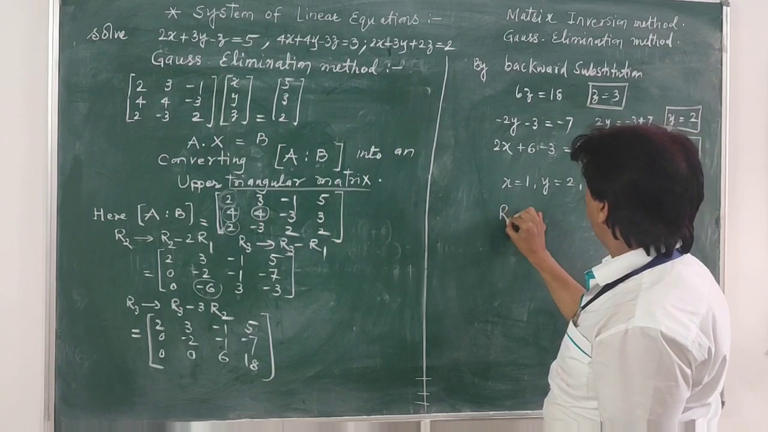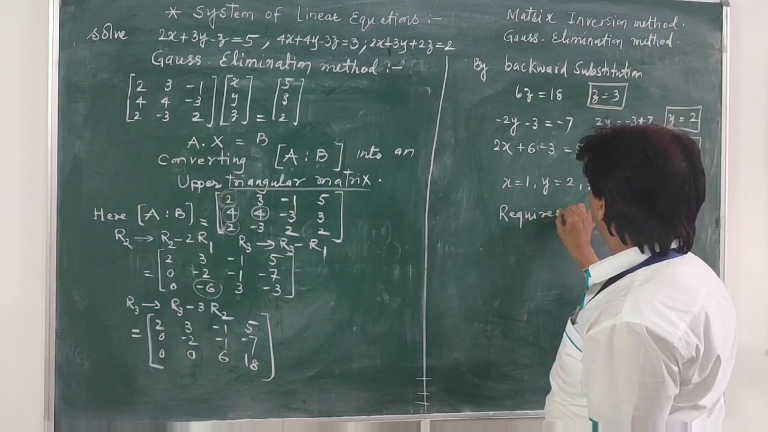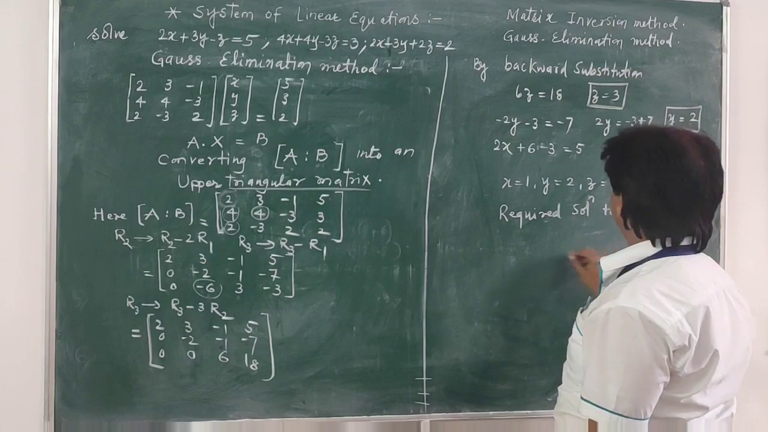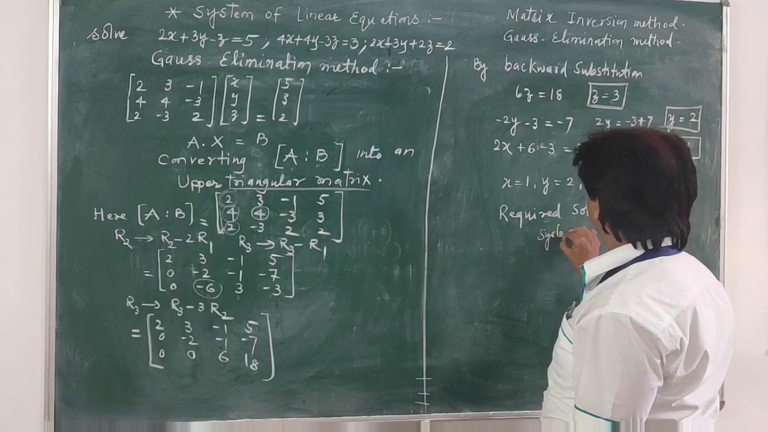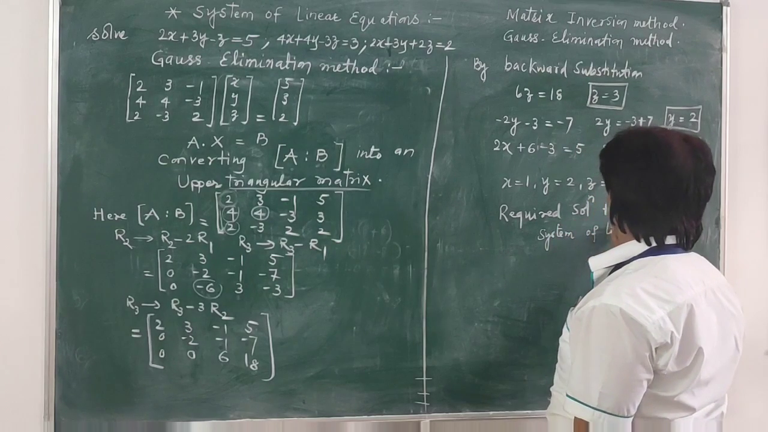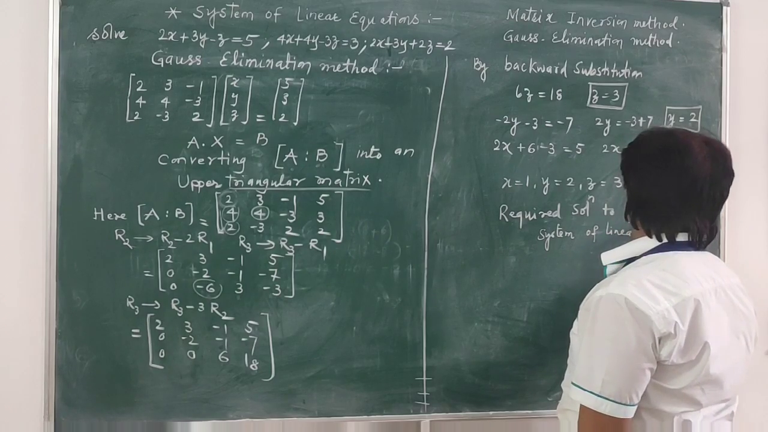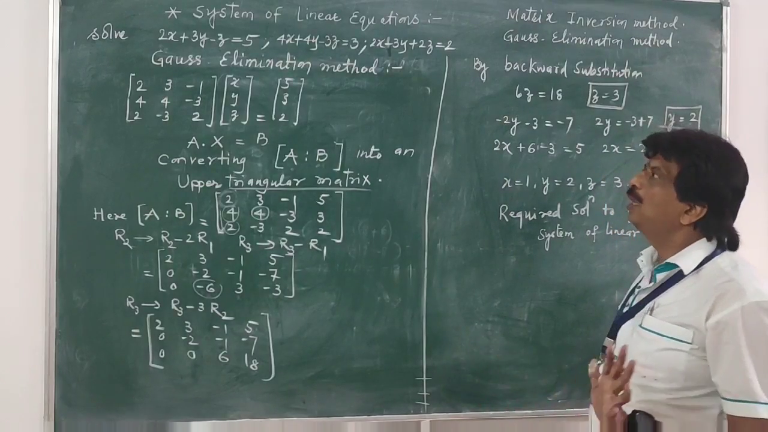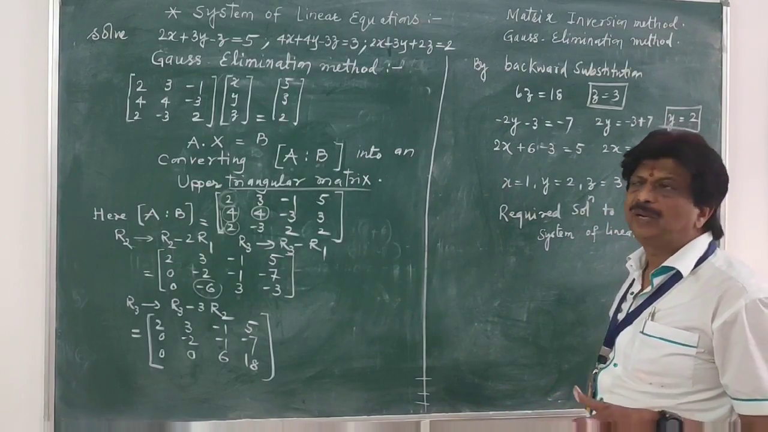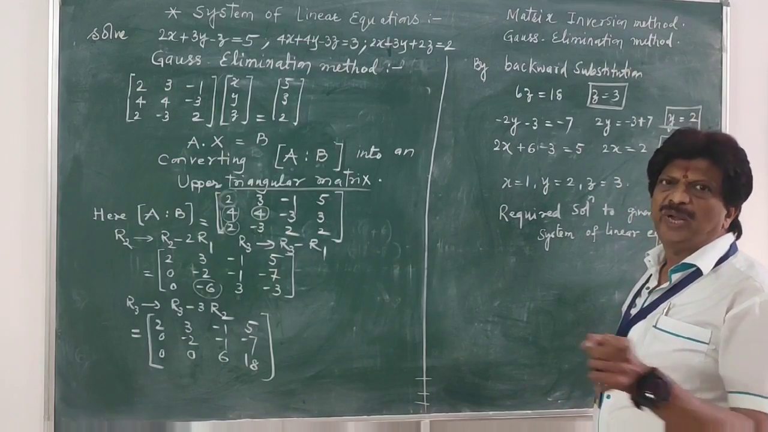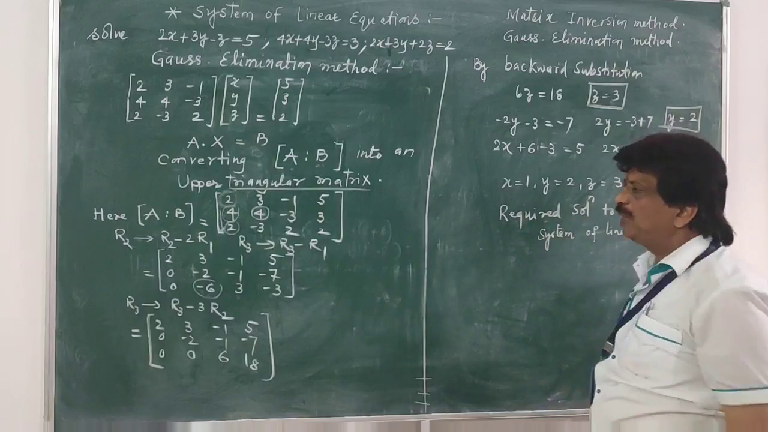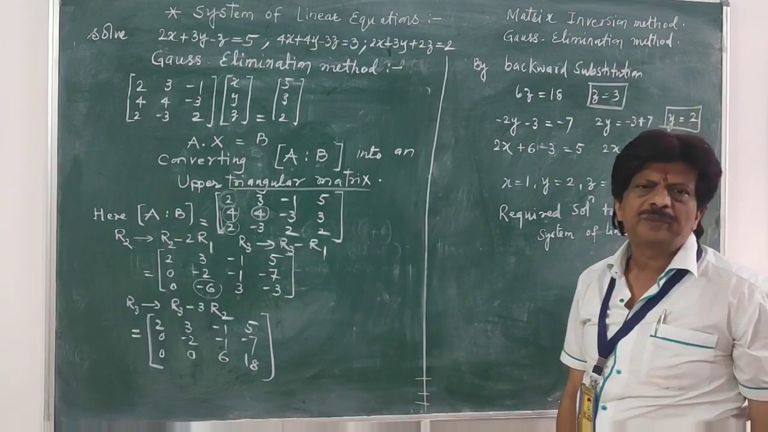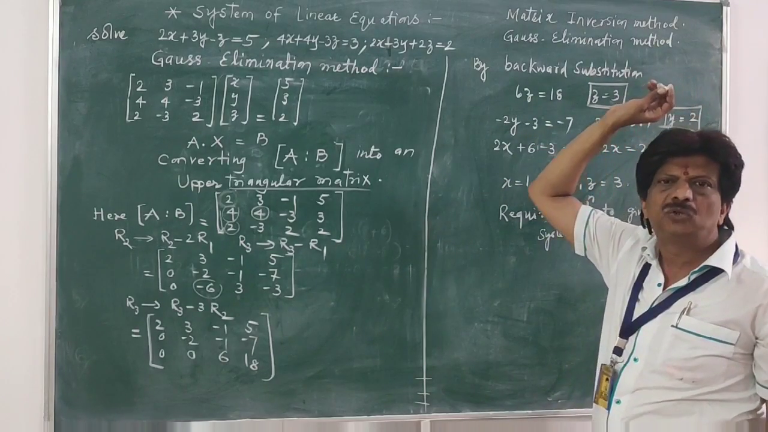This is the required solution to the given system of linear equations. Both the methods we have discussed. The example was the same. So hope you have understood this method. Both the methods are quite simple. Earlier we determined x equal to A inverse B, whereas in this Gauss elimination method we convert this A colon B into an upper triangular system and use the backward substitution method. So thank you very much.